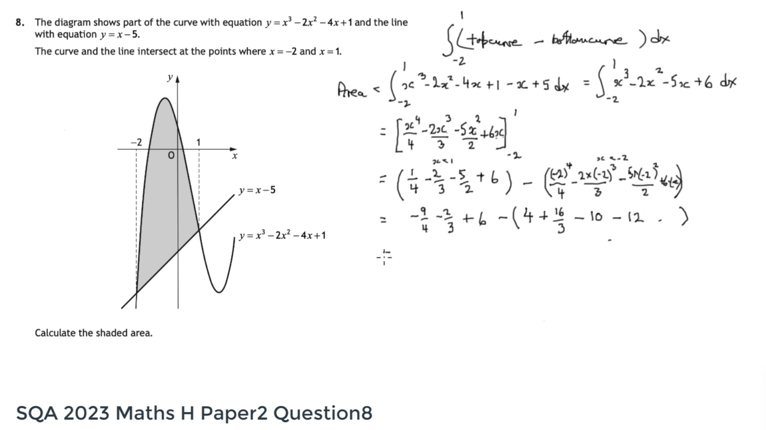So things are progressing nicely. We've got negative 9 over 4. We've got minus 2 thirds. We've got a plus 6. Now, constants in here, we've got 4 minus 10 is negative 6, minus another 12 is negative 18. With this negative, it will be plus 18. So it just leaves us 16 over 3 with this negative outside, be negative 16 over 3.